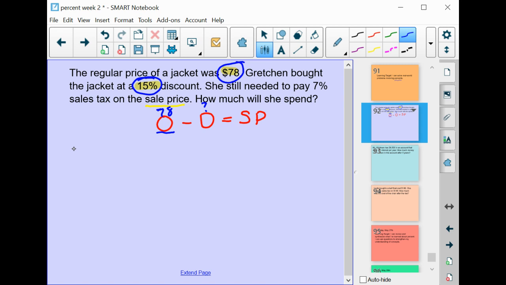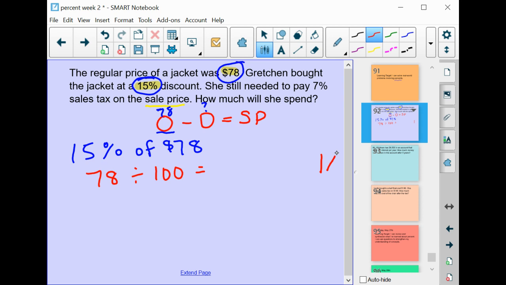Okay, so first step here, go ahead and write this with me on your board. We're going to find 15% of 78. Okay, so this is not something new. Go ahead, grab your calculator. We're going to take 78 and we're going to divide 78 by 100. And the reason why we're doing that is that will give us 1%. Then we can use multiplication to find 15%.